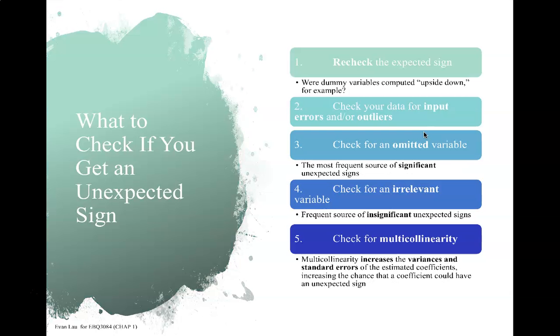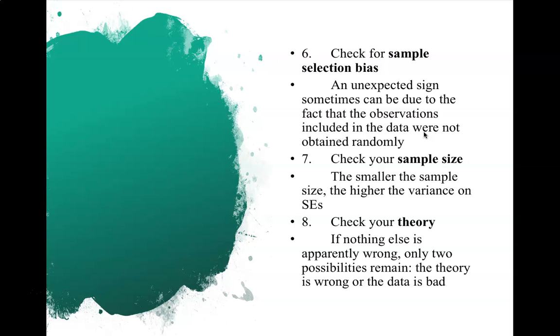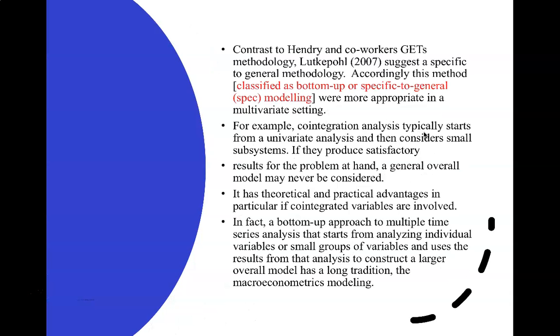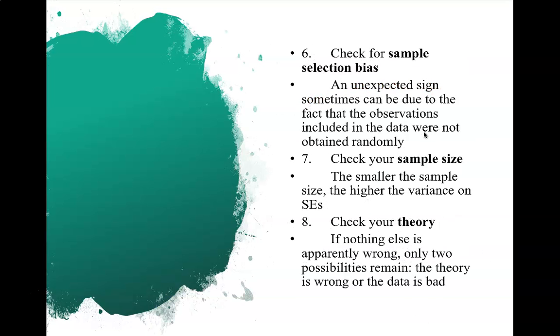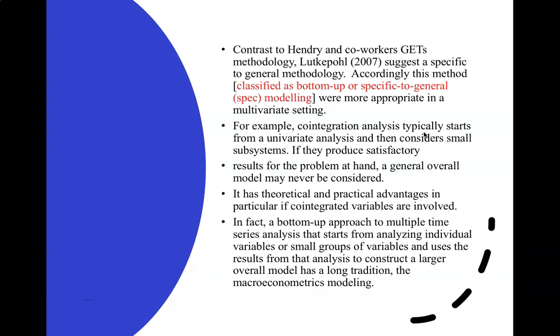All right. Number 6 there is check for sample selection bias. They can be done also through what we have done last semester. Also, the Ramsey RESET test. Sample size, right? Increase the sample size. Check the theory, right? Part of it will be from the understanding of general to specific.